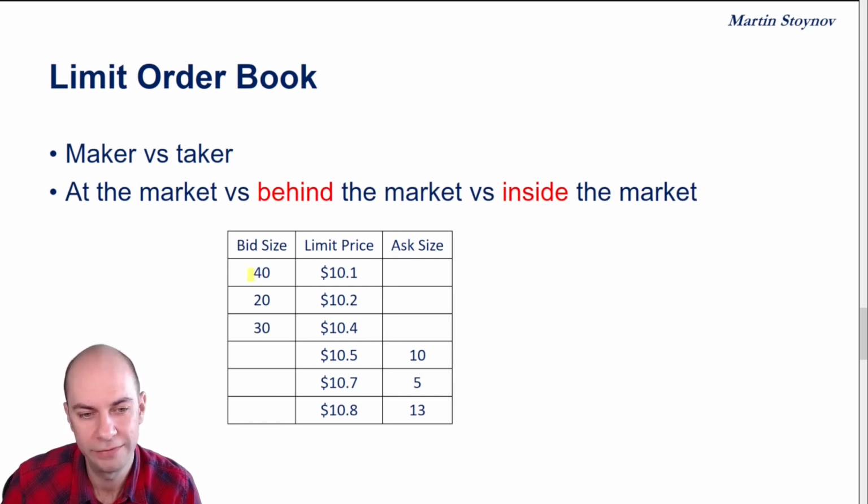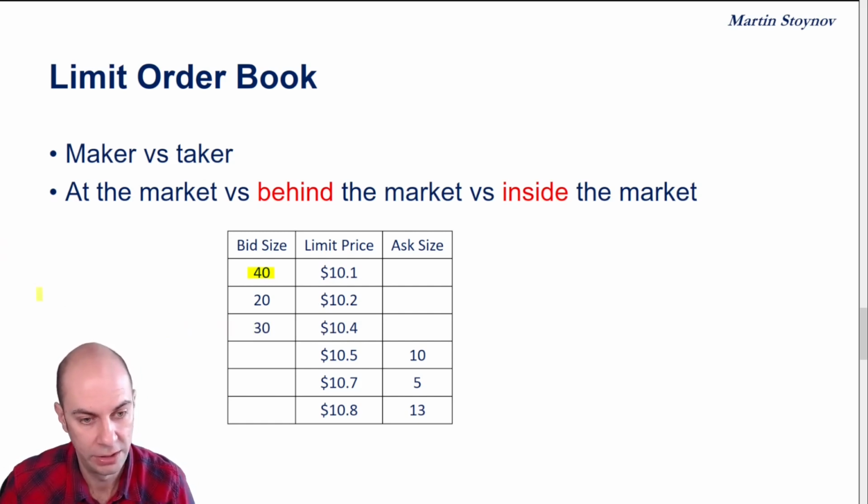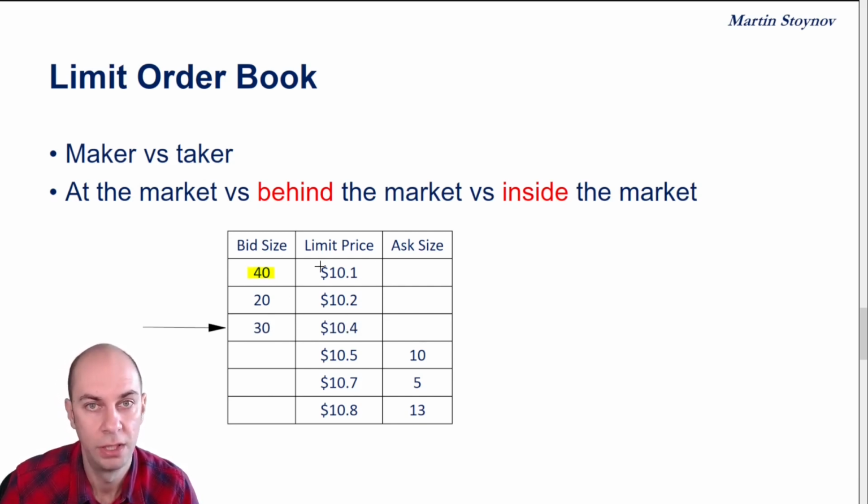So in our case here, we have someone willing to purchase 40 units at $10.10, then 20 units at $10.20, and then another order here, 30 units, willing to buy 30 units at 10.4. So notice here that we are arranging them in ascending order. So this order here is the highest bid. Somebody is willing to purchase 30 units at 10.4. So this is the bid side of our book.